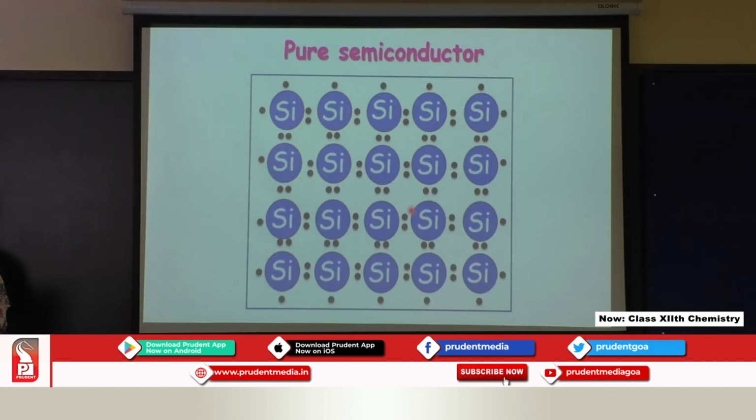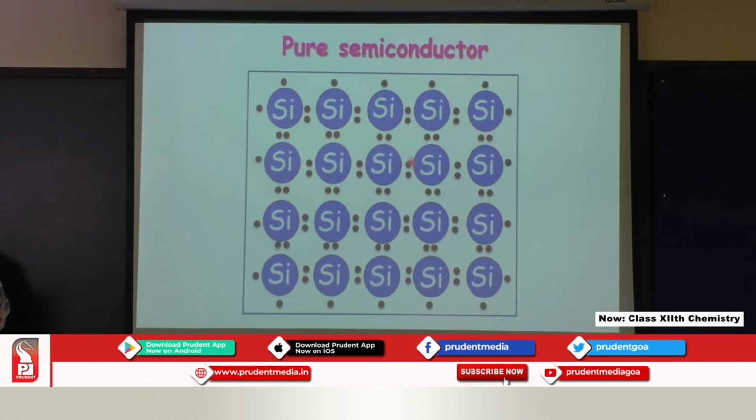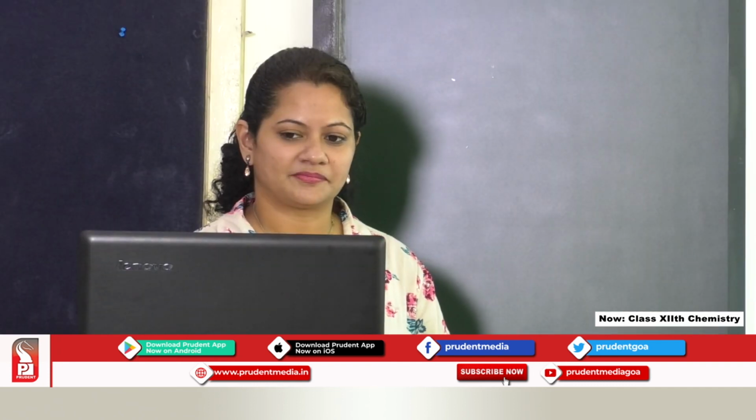Shown here in this figure, you can see silicon atoms. Now, each silicon atom has 4 valence electrons around it. These electrons are shared with the electrons of neighboring silicon atoms, and accordingly this sharing of electrons results in the formation of a covalent bond. This is a pure semiconductor. The electrons of each silicon atom are highlighted in red.